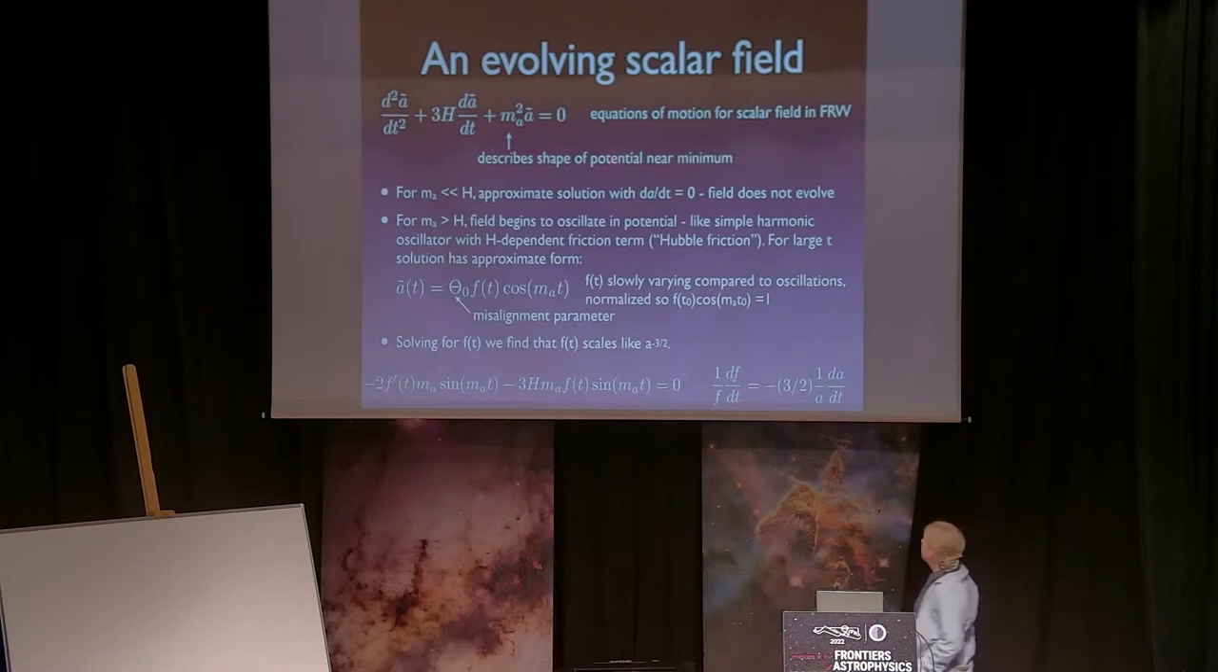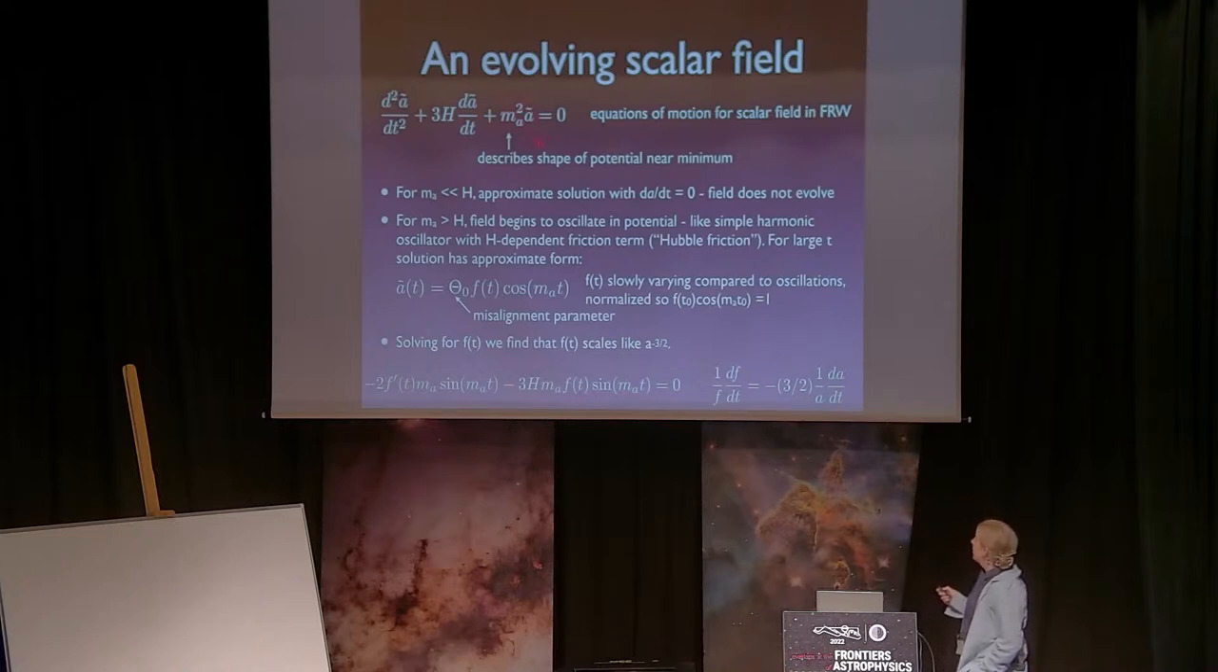Looking at this equation of motion, we can see that there are a couple of different regimes. Where the axion mass is very small, where this term with the axion mass is very small compared to the others, there's a solution to the equations where dA/dt is just zero. So the axion field doesn't evolve, it's just frozen. But once H is smaller than the axion mass, the field will begin to oscillate within the potential.